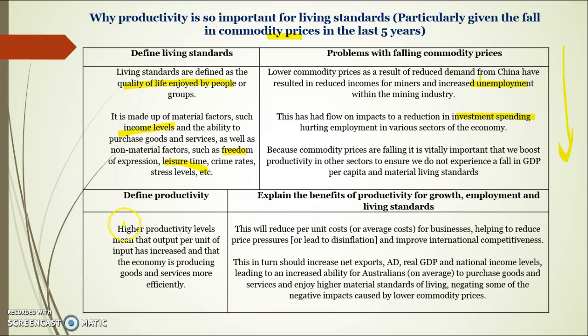So productivity, define it: it's the level of output per unit of input, producing goods more efficiently. And it's really important because, again, you go back to the living standards and international competitiveness. When we lower our cost per unit, we can keep prices low. This should help to boost net exports, boost demand and real GDP, create more income. Essentially what it's doing is creating jobs in the other sectors of the economy because we're more productive, to make up for all the job losses that have occurred in the mining industry.